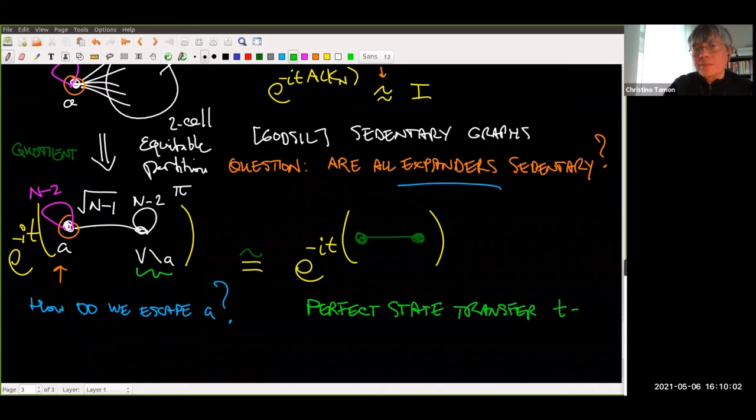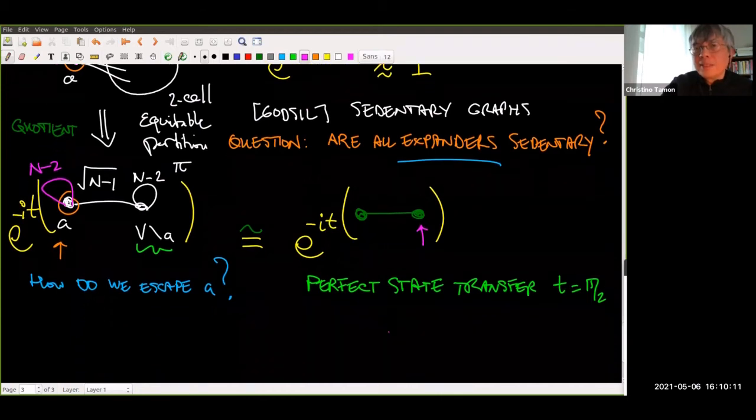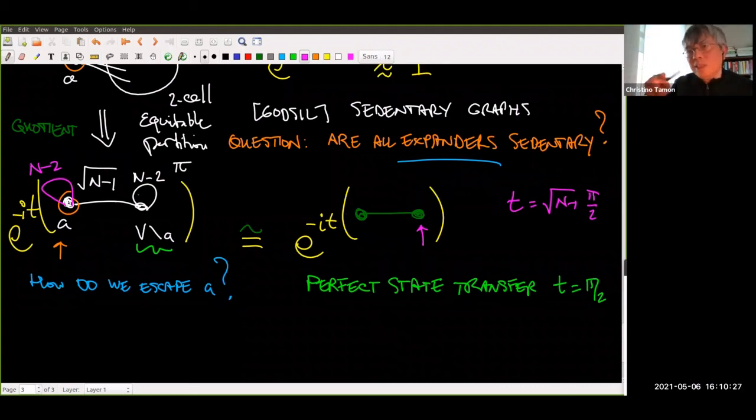At time t equals pi over 2, which means we can actually arrive here, right? If you allow time scaling of this, of course, this is the time you have to use essentially, because this factor square root of n-1 is absorbed in the time. The diagonal n-2, the self loops, doesn't matter because it's just a global shift, and then it's just a phase factor, right?